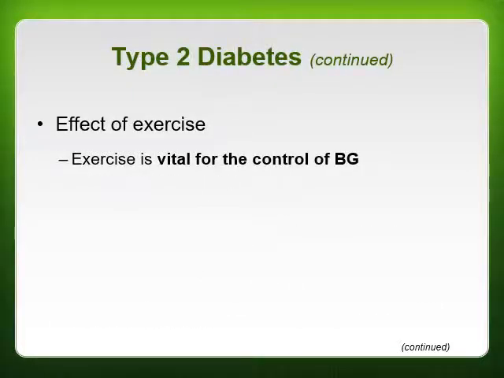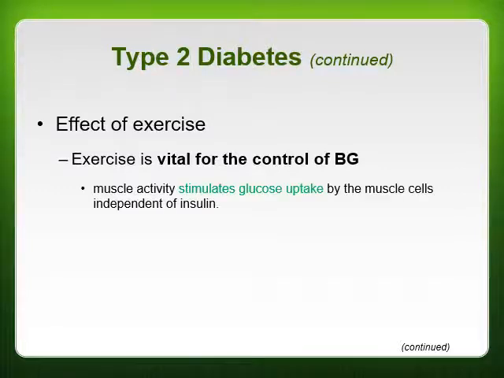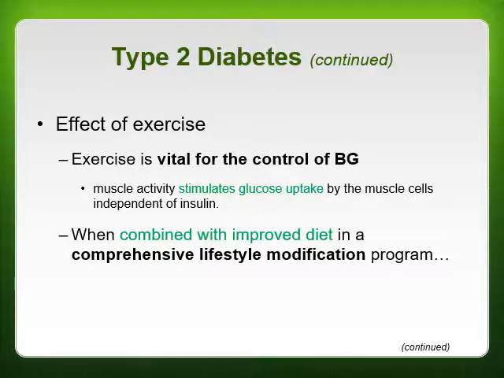Now, the meat. Why should people do it? What's the benefit for them if they exercise, if they have type 2 diabetes? Well, exercise can actually help to control that blood glucose level. When muscles are active, they can actually stimulate glucose uptake by the muscle cells. So they can actually pull in the floating glucose out there in the blood, use it for something, and that's independent of even insulin that's out there. So that muscle activity is going to be beneficial. If you have an improved diet in a comprehensive lifestyle modification program, which again, you're looking to modify things, it should be your entire lifestyle that's looking to be improved.